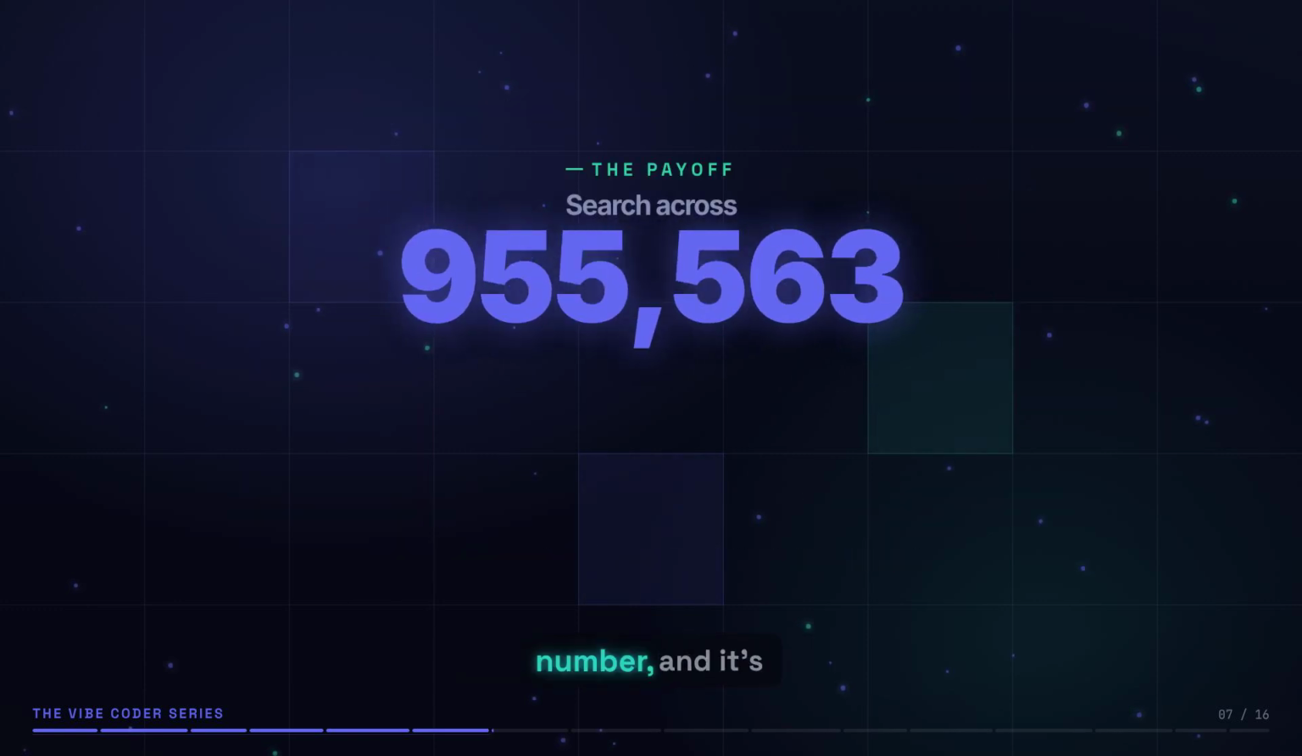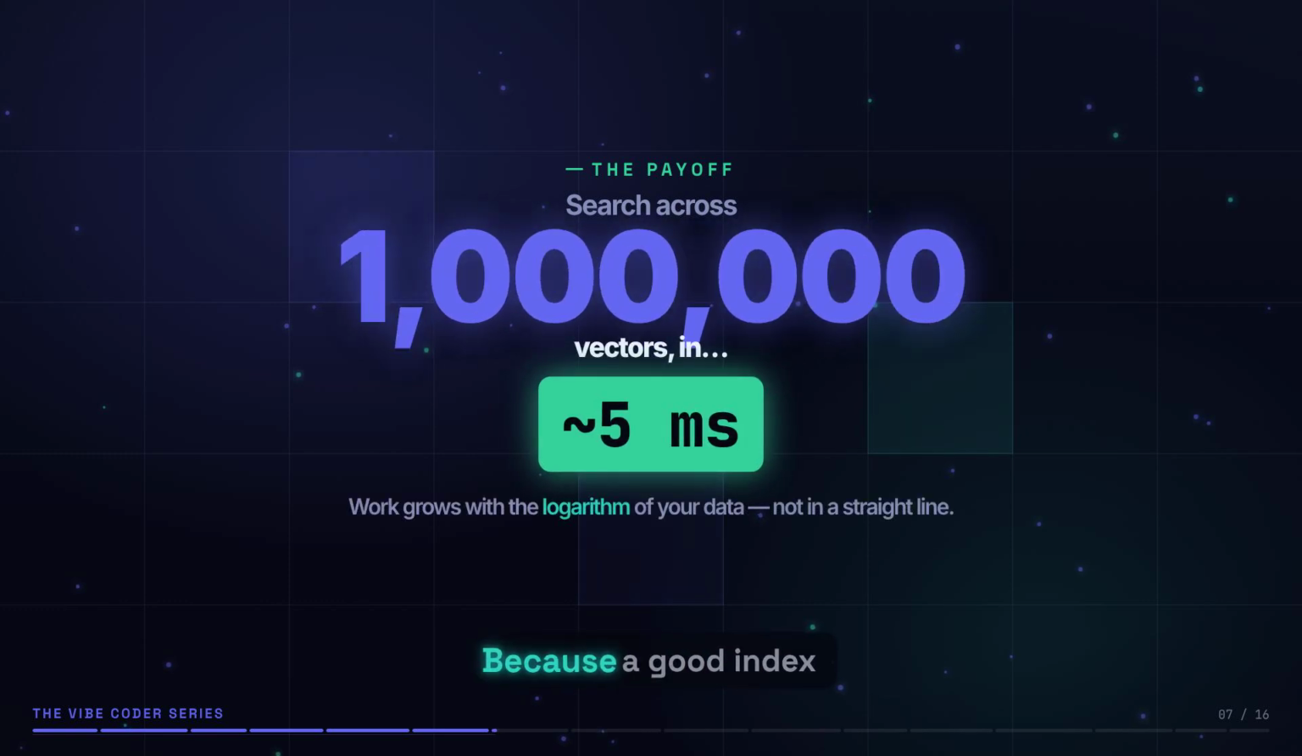Here comes the payoff number, and it's the one to remember. Because a good index lets you skip almost everything, search stops caring how big your data gets. A well-built index can find the nearest neighbors inside a collection of 1,000,000 vectors in single-digit milliseconds. Faster than you can blink, faster than the screen can even redraw.